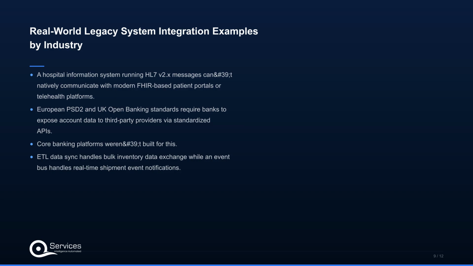Logistics teams face a parallel challenge. A warehouse management system from 2005 may still handle receiving, picking, and shipping flawlessly, but connecting it to real-time inventory visibility platforms or e-commerce order management requires the same integration layer approach. ETL Data Sync handles bulk inventory data exchange while an event bus handles real-time shipment event notifications.